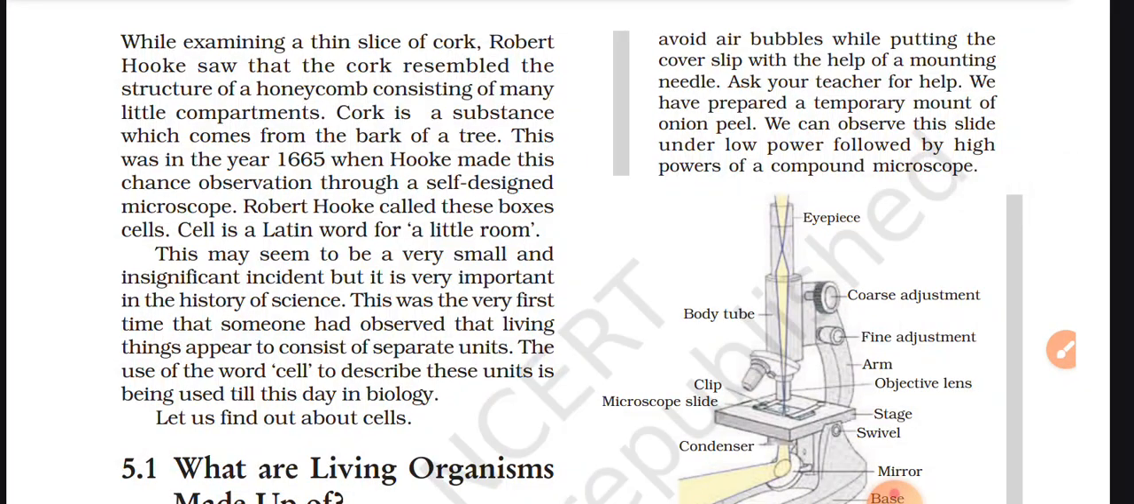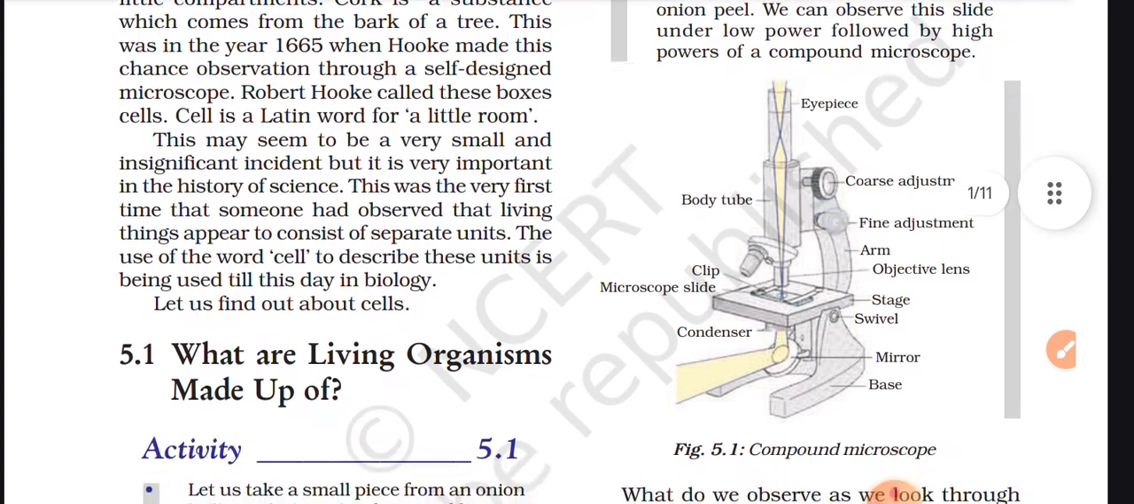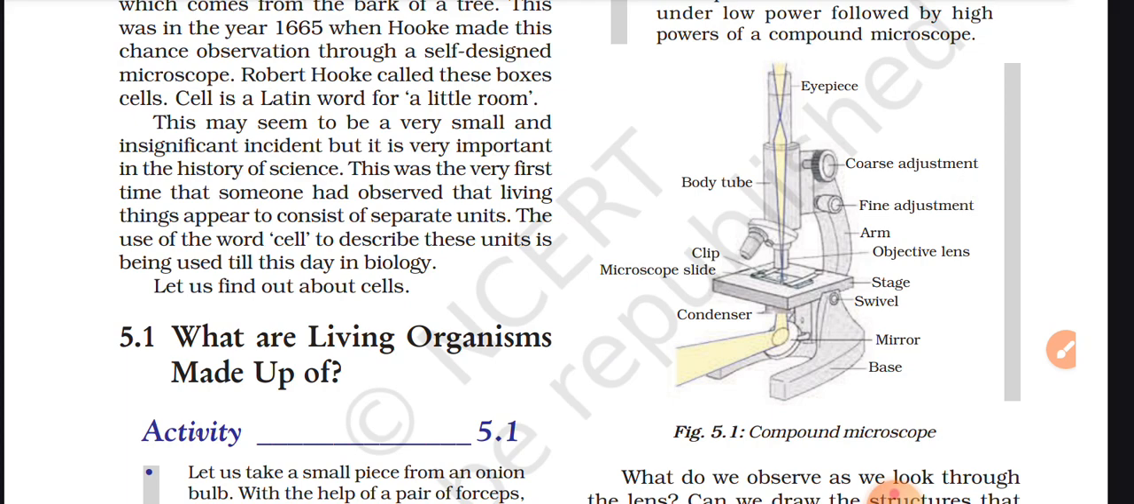This may seem to be a very small and insignificant incident, but it is very important in the history of science. This was the very first time that someone had observed that living things appear to consist of separate units. The use of the word cell to describe this unit is being used till this day in biology. Let us find out about cells.